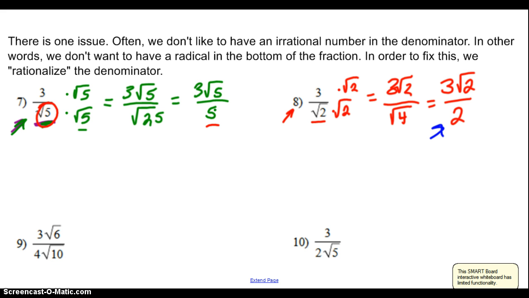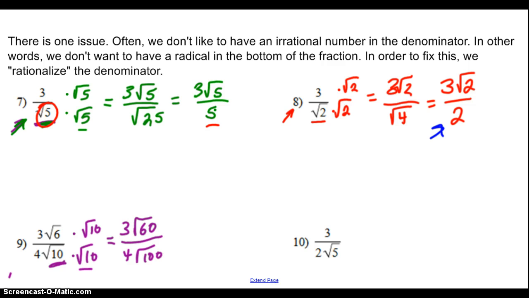Let's go ahead and look at number 9. It's a little trickier. Looking at number 9, we've got this square root of 10 right here, and we don't want that square root of 10 in the denominator, right? That's one of our rules. So we're going to multiply both the top and the bottom by the square root of 10. Okay. And let's see what we get. 3 root 6 times the square root of 10 gives us 3 square root 60. On the bottom, 4 square root 10 times square root 10 gives us 4 square root 100. At this point, we should probably try and simplify both the top and the bottom. So let me do that separately.